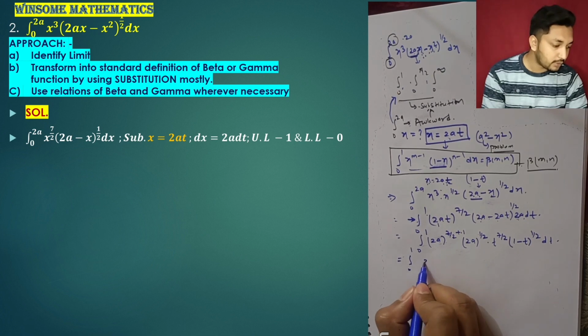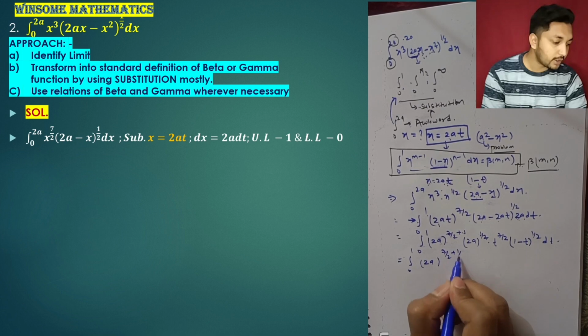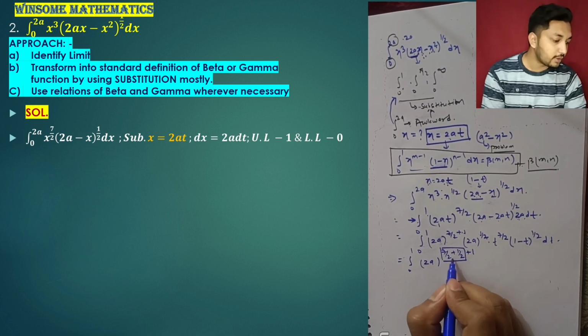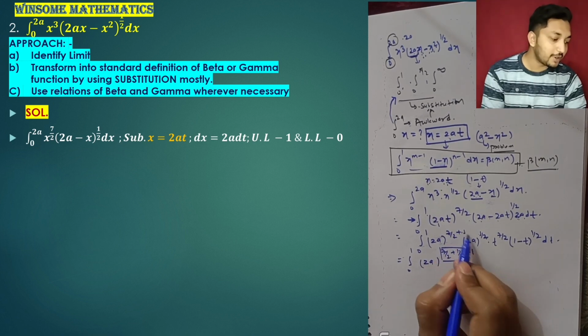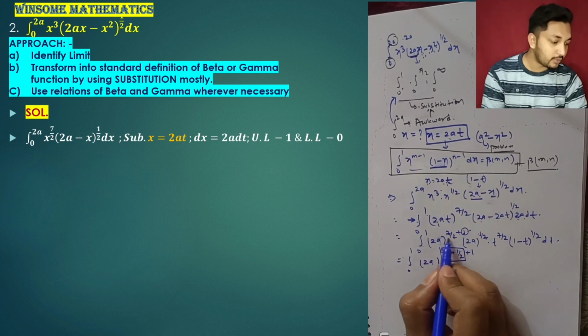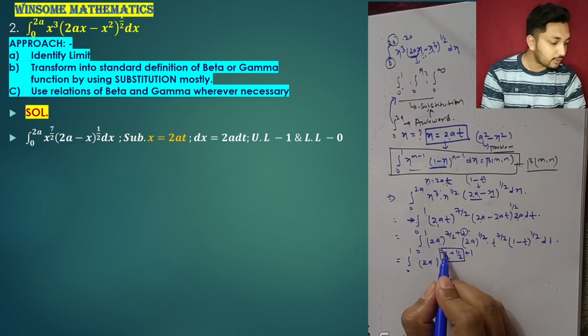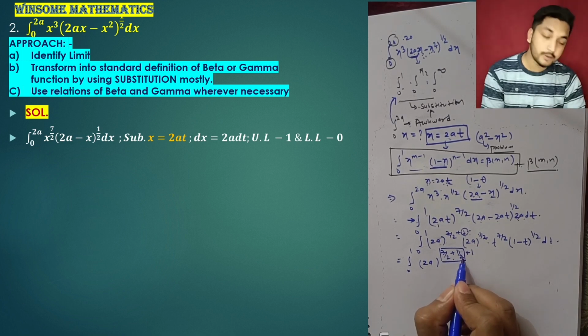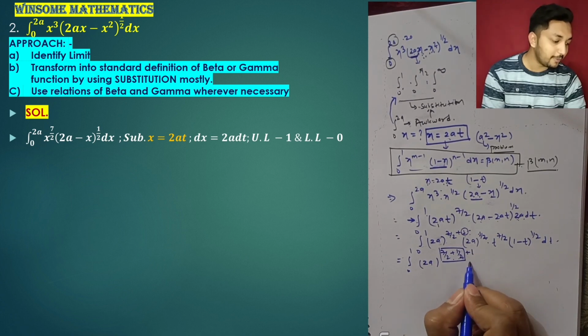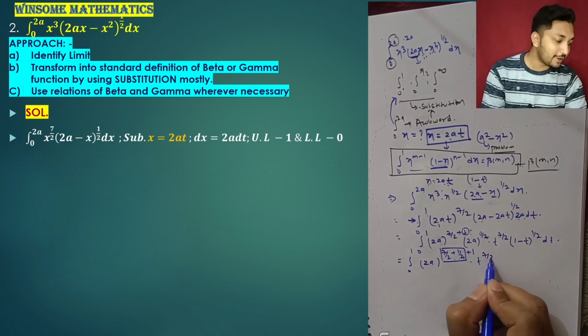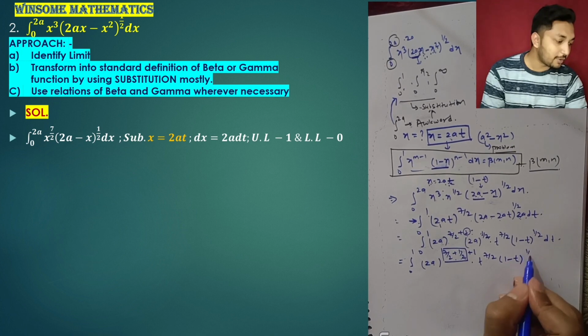So 2a to the power 7 by 2 plus 1 by 2 plus 1. 7 plus 1 plus 2, because 2 is the LCM. So 7 by 2 plus 1 by 2 is as usual, so 8, and plus 2, 10 by 2. So this is 2a to the power 5. Simple calculation, t to the power 7 by 2, (1 minus t) to the power 1 by 2 dt.